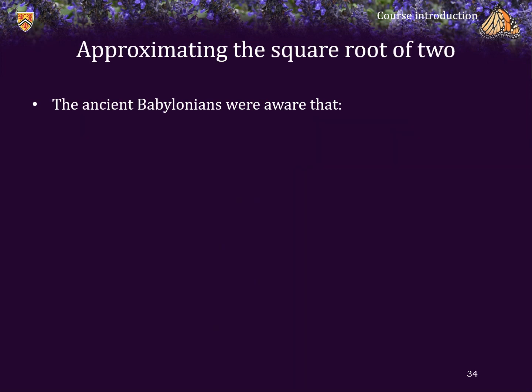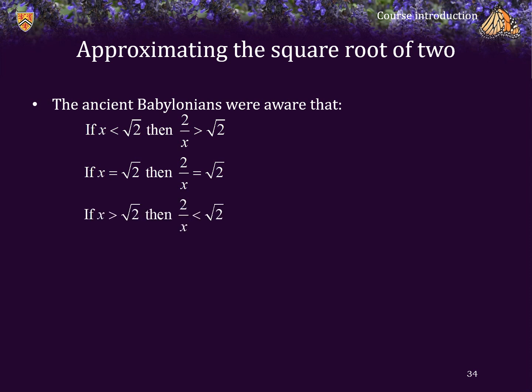Now, let's discuss these errors with respect to an approximation that's quite ancient. The Babylonians were aware that if x is less than the square root of 2, then 2 divided by x must be greater than the square root of 2. Of course, if x is equal to the square root of 2, then 2 over x is also equal to the square root of 2. While if x is greater than the square root of 2, then 2 over x must be less than the square root of 2.